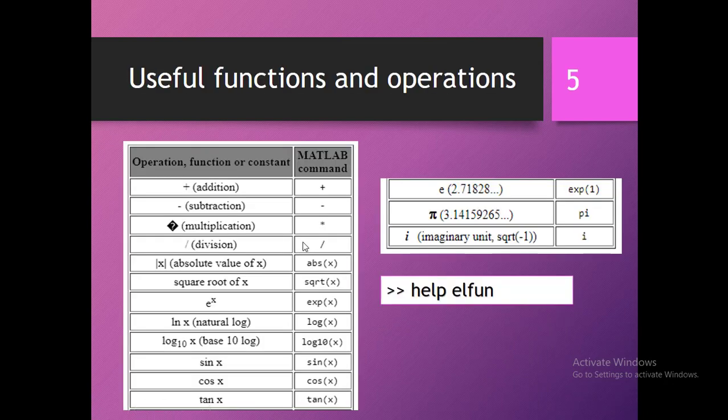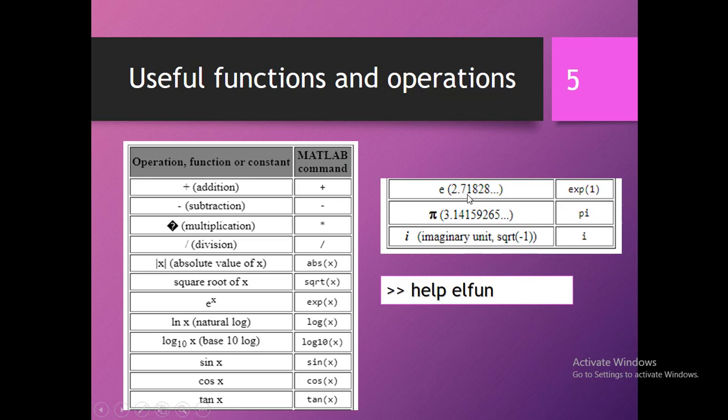Some useful functions and operations in MATLAB we can use, for example, the plus operator for addition, the minus operator for subtraction, the times operator, the star, is used for multiplication. Also, we can use this symbol for division. To find the absolute value of a variable, we can use abs, absolute value of x. The square root of x is written like this, sqrt of x. The exponential is written as exp. Ln x, natural logarithm, is written as log of x. Sin x is written as sin of x, like this.